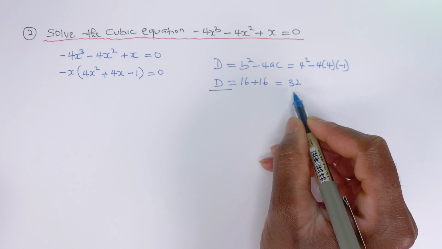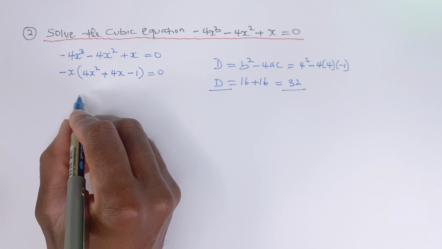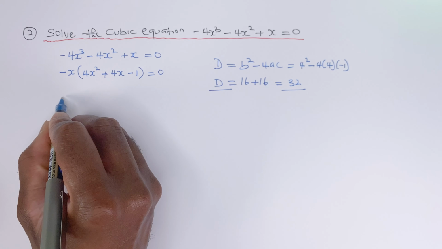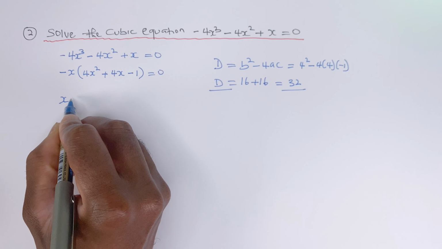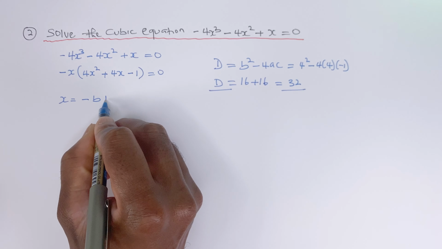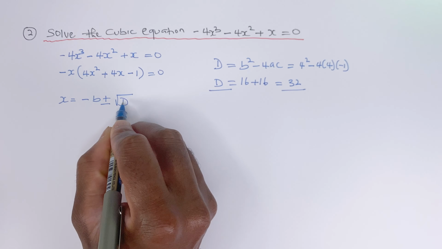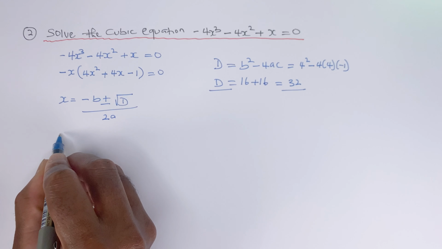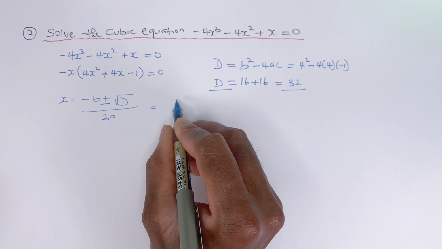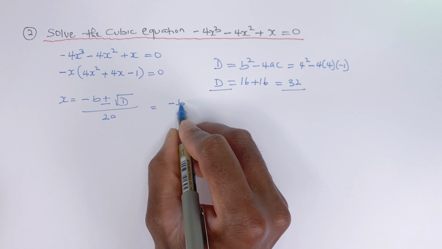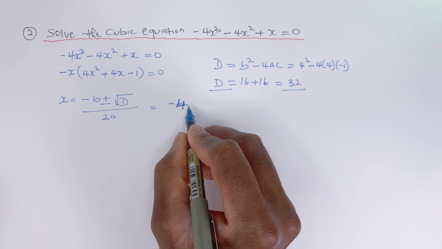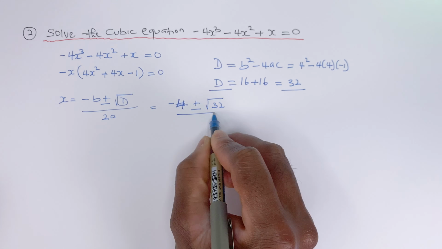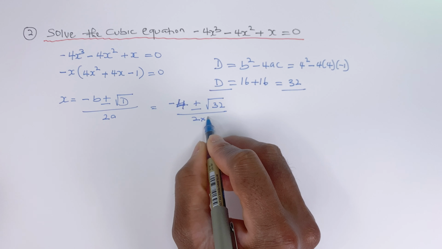Again, that's helped us actually, because we're going to use that later. So let's use the quadratic formula to solve this quadratic here. x equals minus b plus or minus root d, that's the d here, over 2a, where I will get minus b. b is 4, so minus 4, plus or minus root 32 over 2 times 4.